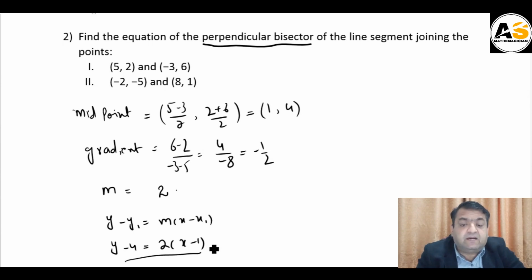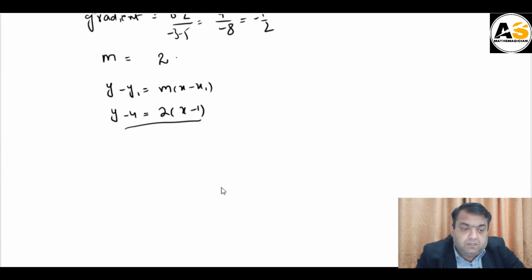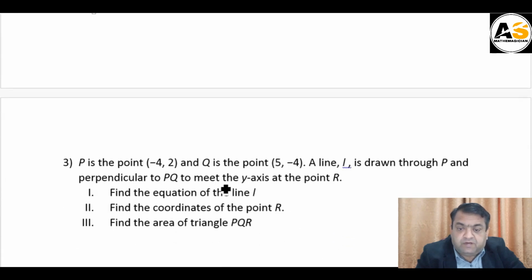Okay, what is the second part? The second part you will solve by yourself. Again, you will calculate the gradient of these two points and the midpoint. The midpoint will be used for the equation, and the gradient will be used to find the gradient of the perpendicular bisector, like we did in part 1. So we are moving to our next question.